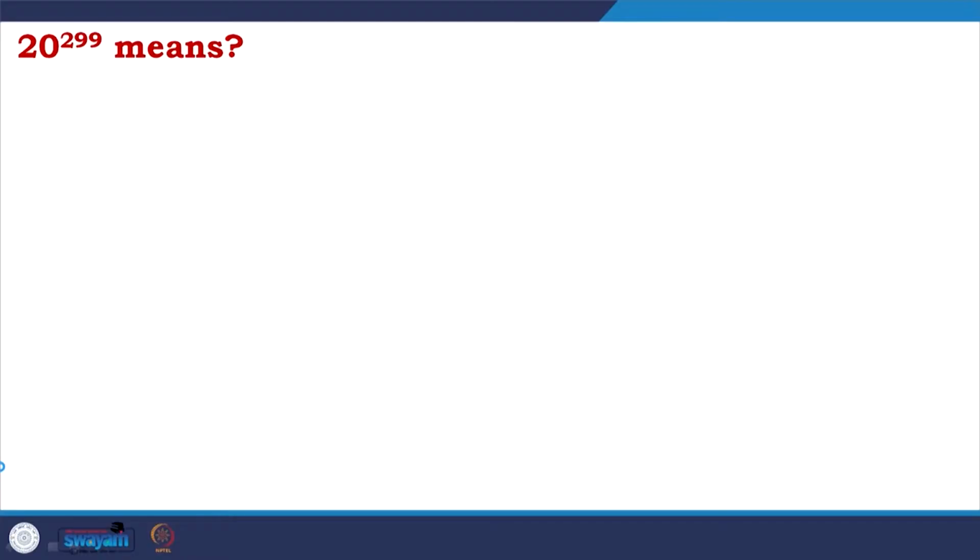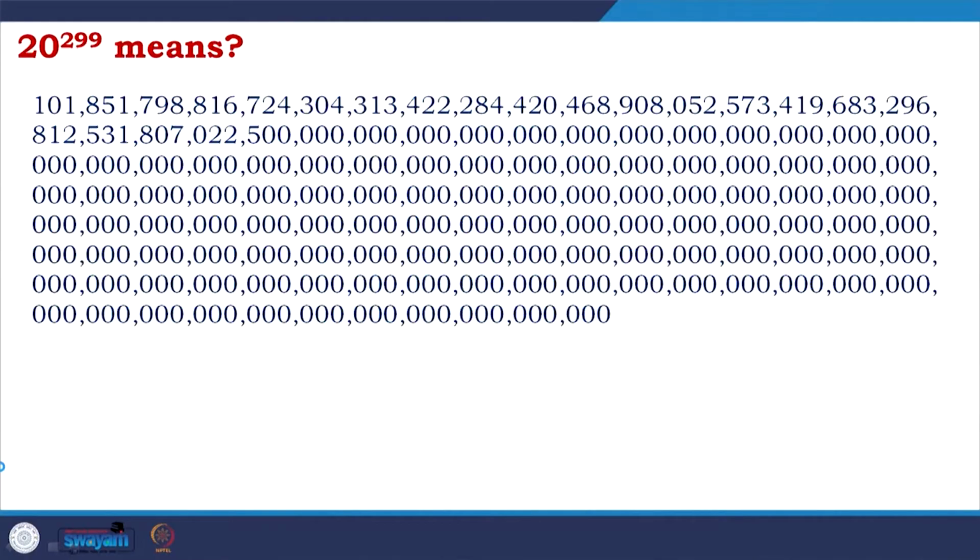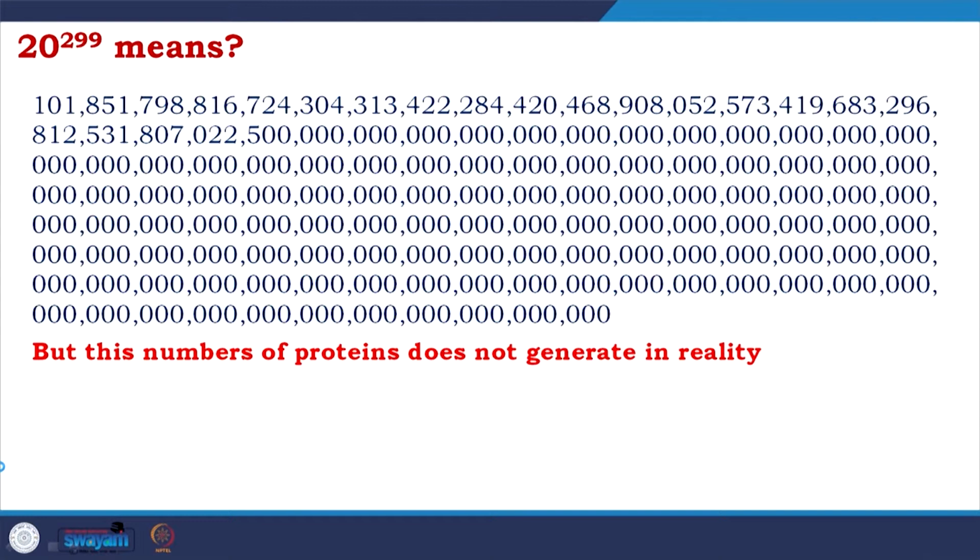Now, how big is 20 to the power 299? You will be surprised to see that the number is that big. So, basically you could make that many proteins. See the number, that many proteins theoretically. But this numbers of protein does not generate in reality. Why?